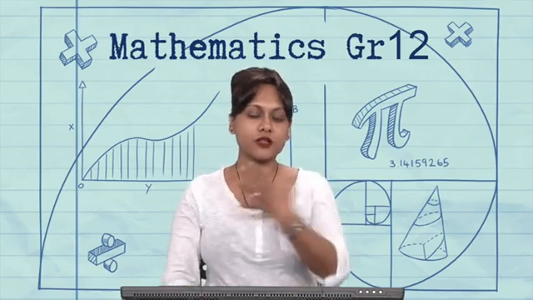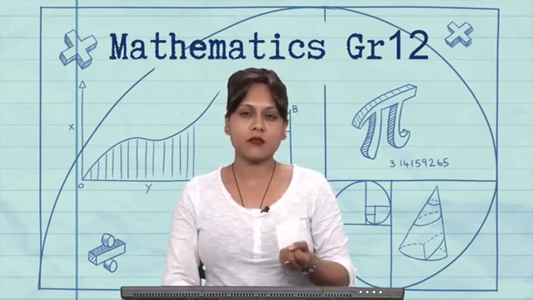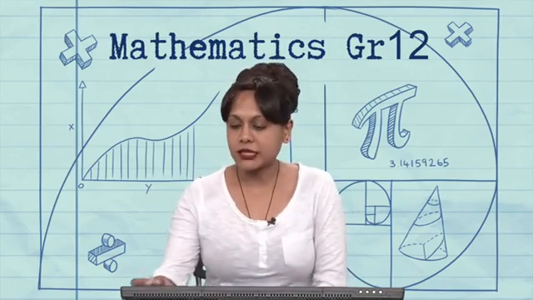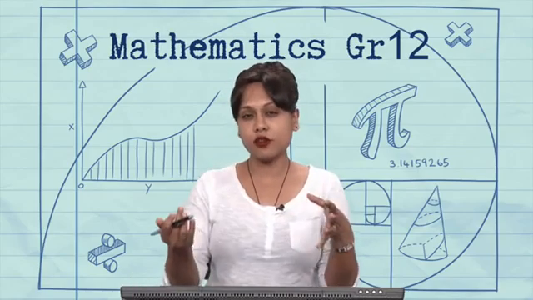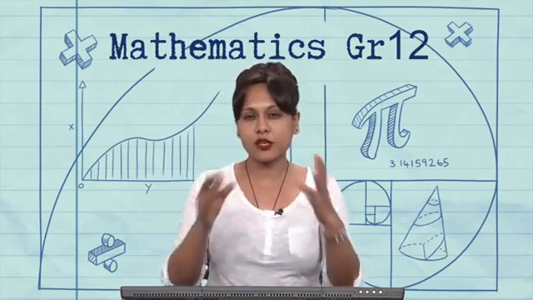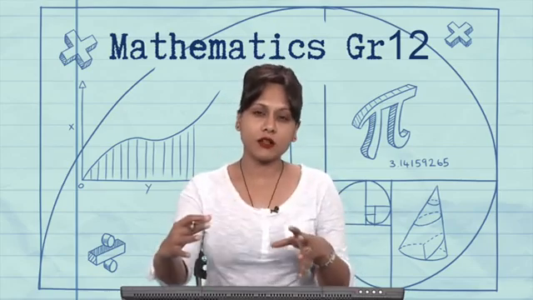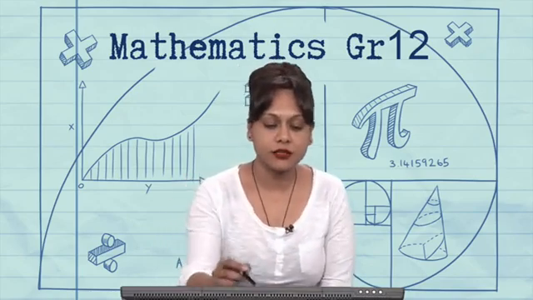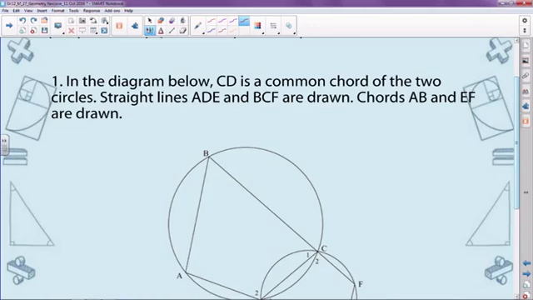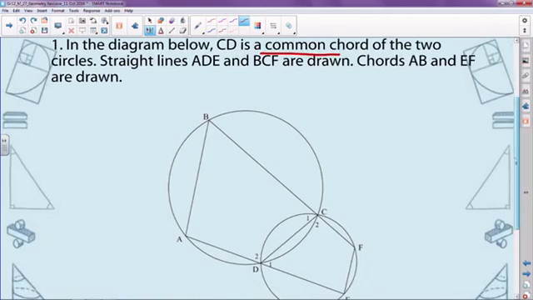Okay guys, so I hope that you've got all the information down. That was the main thing. Get the diagram down, get the information that you need in those 3 minutes that I gave you. Okay, let's read through the question. I find the best way to do geometry is to read the question, and as you read, put down any relevant information from what they tell you. Put that down straight away into your diagram. In this question, they actually don't say much. They tell you that in the diagram below, CD is a common chord of the two circles. Straight lines ADE and BCF are drawn.